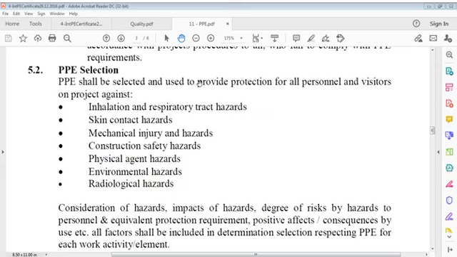PPE selection. PPE shall be selected and used to provide protection for all personnel and visitors on the project against inhalation and respiratory tract hazards, skin contact hazards, mechanical injury and hazards, construction safety hazards, physical agent hazards, environmental hazards, radiological hazards.